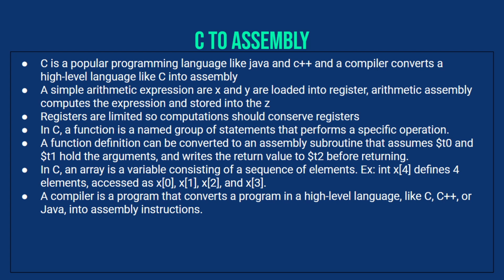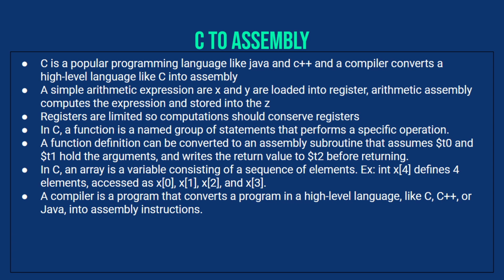So continuing on, we have C to assembly. C is a popular programming language like Java and C++, and a compiler converts a high-level language like C into assembly. In a simple arithmetic expression, our x and y are loaded into registers. The assembly computes the expression and the result is stored into z. Registers are limited, so the computation should conserve registers.